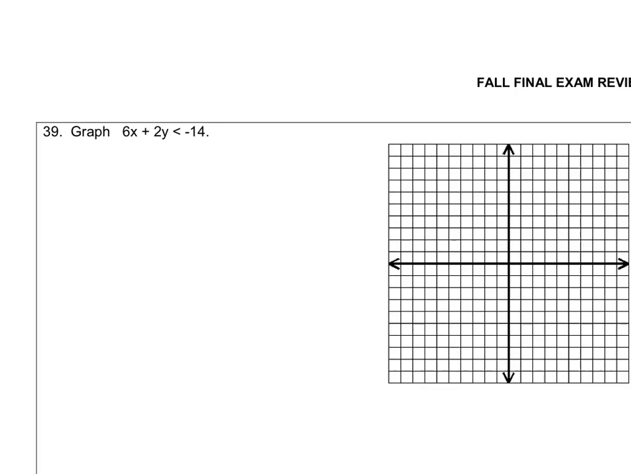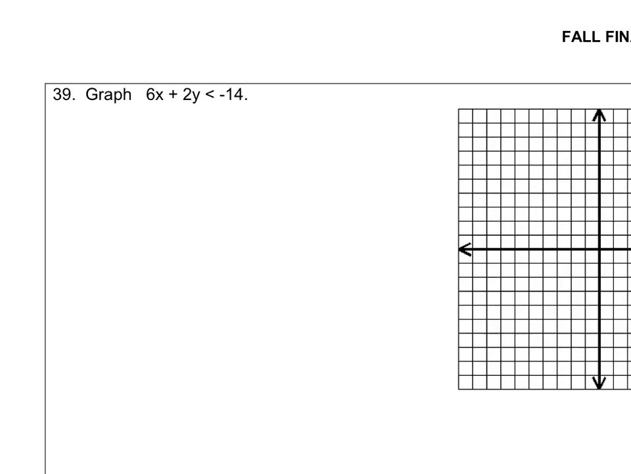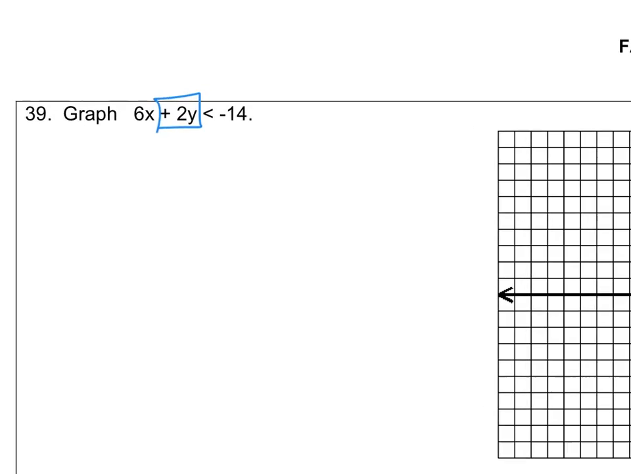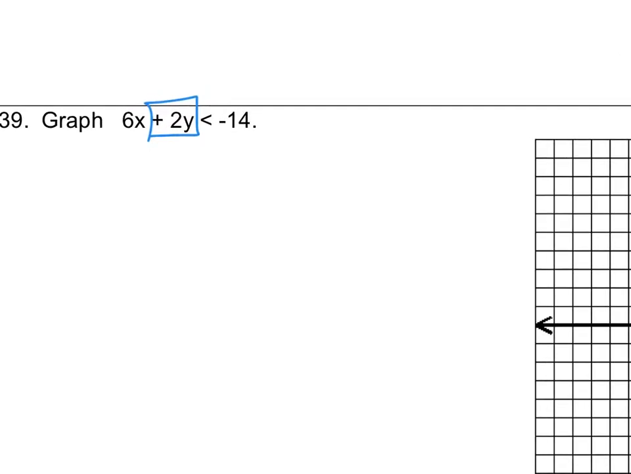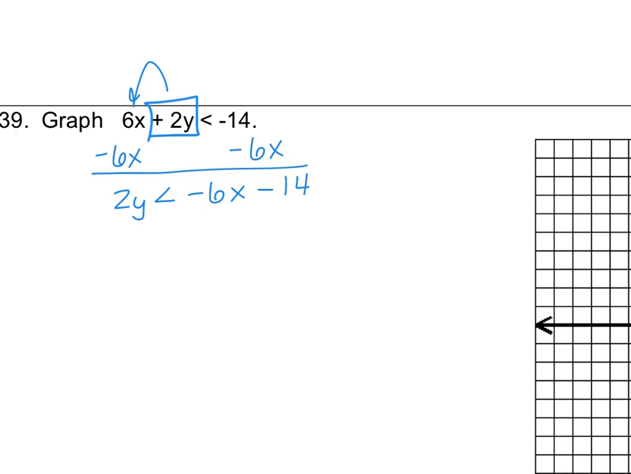All right, we've got 39 as a standard form equation, and I'm going to get that into slope-intercept form to make it easy for me to graph. So I'm going to focus on getting y by itself, which means that 6x is a problem. The opposite of positive 6x is negative 6x, so we're going to subtract 6x to move it to the other side. We'll get 2y is less than negative 6x minus 14.